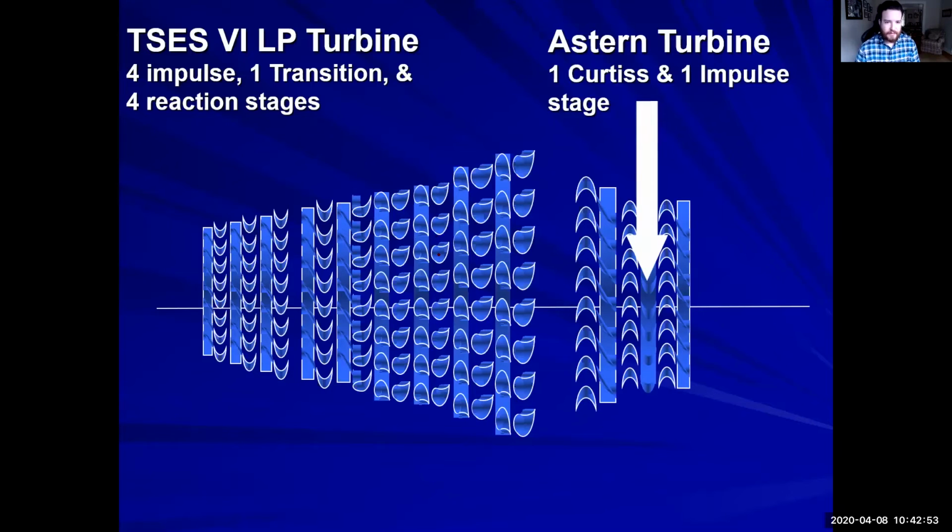Now we have our stern portion of it. Our low pressure turbine is basically broken up into 2. Our stern turbines have 1 Curtis and 1 impulse stage. So we have our 4 impulse, 1 transition, and 4 reaction. This is our head, and our stern have 1 Curtis, 1 impulse stage.